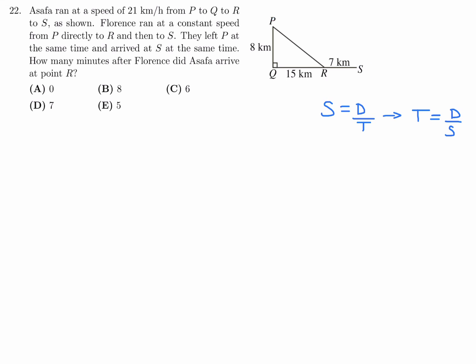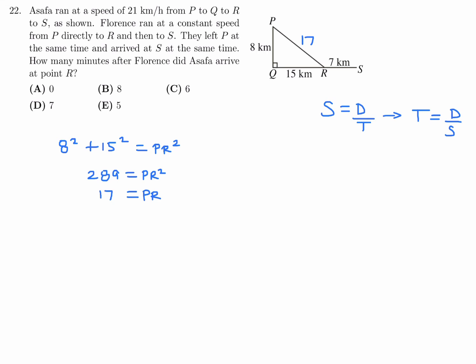So the first thing I want to do is figure out the length of PR, because that's going to be needed. And we can use Pythagoras to do that. So 8 squared plus 15 squared is equal to PR squared. And that means that we have 289 is equal to PR squared, and therefore PR is equal to 17. So there we go, 17 right there.